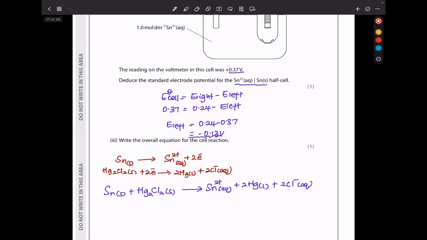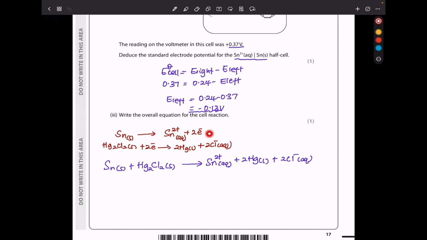And down here they say write the overall equation for the cell reaction. We have the tin/tin(II) half cell equation, and then we have the calomel one. So I follow the electrodes. Since this is going to be oxidation, this is going to be reduction, we just combine the two, ensuring that the electrons are the same and they're cancelling out. So that plus that gives us that plus that and that, which is what we see here.